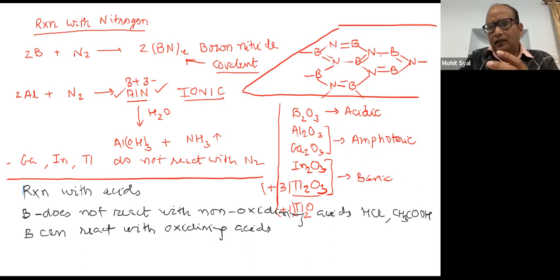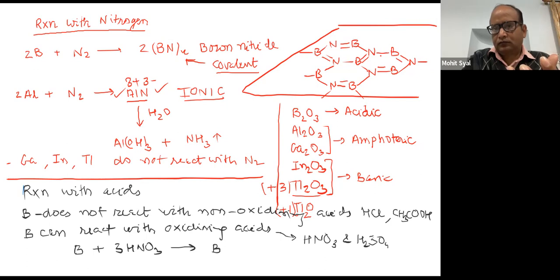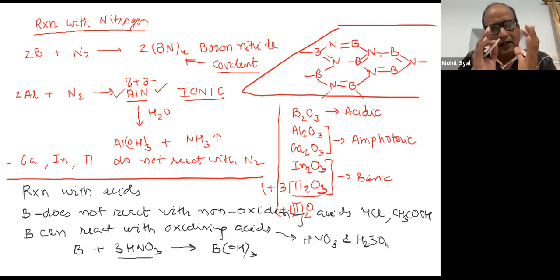And what are these oxidizing acids? These are actually HNO3, which is a very strong acid, and H2SO4. So what is going to be the reaction? Boron is going to take the 3 OH groups from HNO3. HNO3 you can think of as OH and NO2.